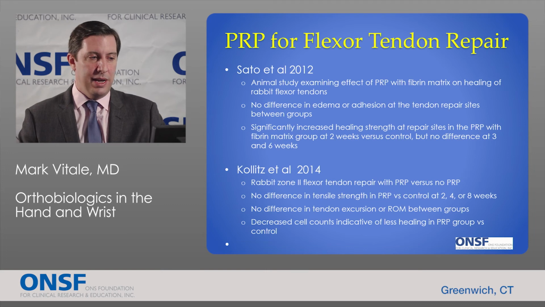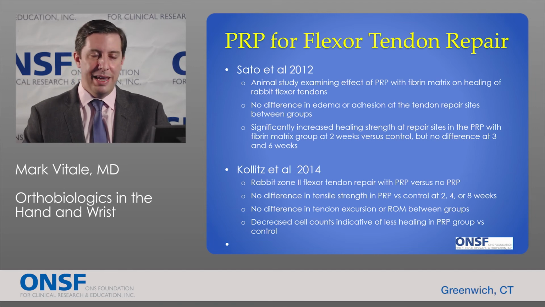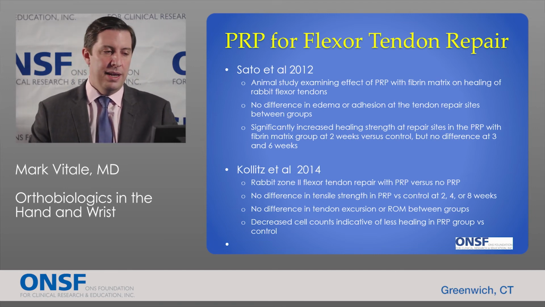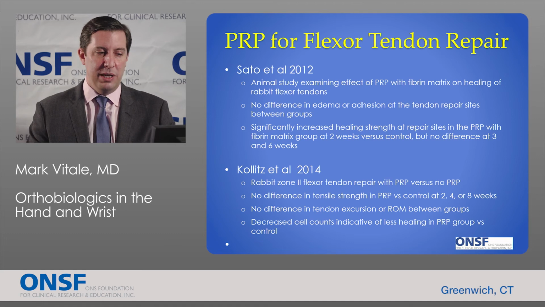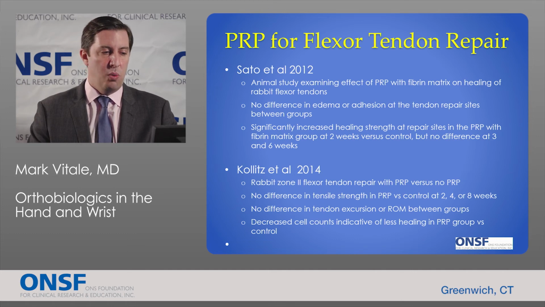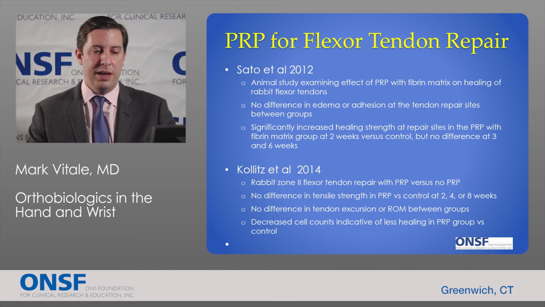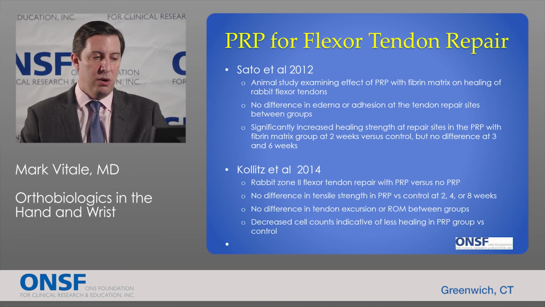So an animal study by Sato and colleagues in 2012 looked at the effect of PRP with a fibrin matrix on healing of rabbit flexor tendons, and there was no difference in outcomes, including edema or adhesion formation at the tendon repair sites between the two groups. There was significantly increased healing strength at the repair site in the PRP group at 2 weeks versus control, but no difference in 3 and 6 weeks.